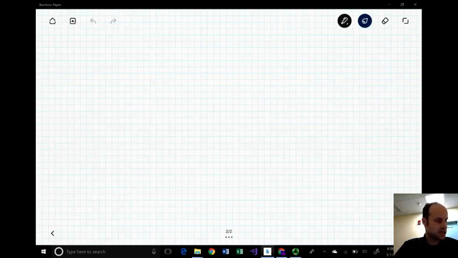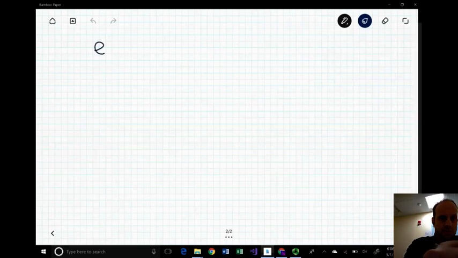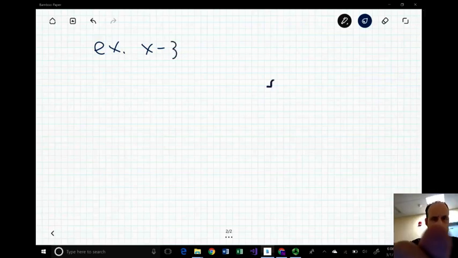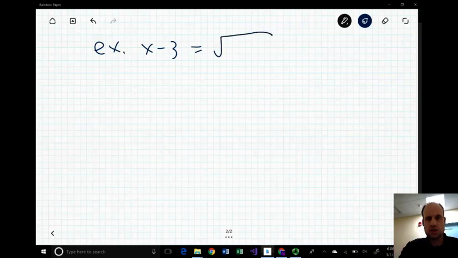So right now the example I'm going to give is going to be similar to what was on the review sheet, like the new number 7 and number 8. So let's try this example right here. So we have x minus 3 equals the square root of x minus 1.